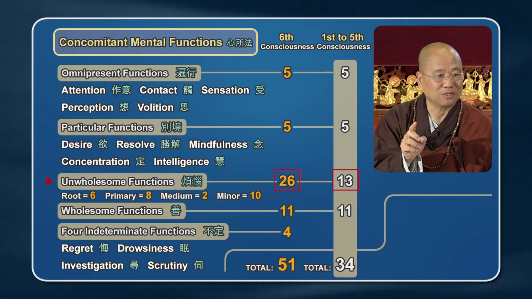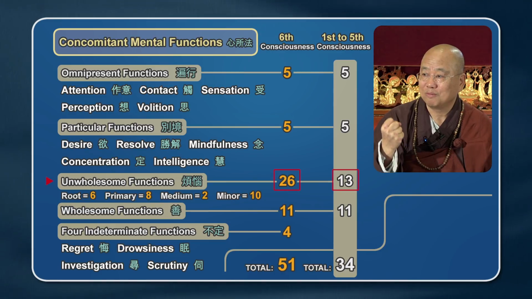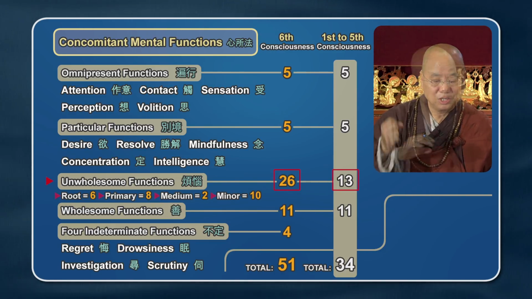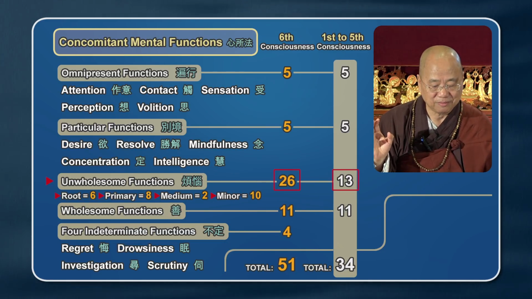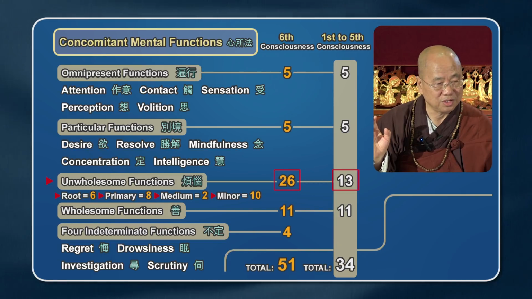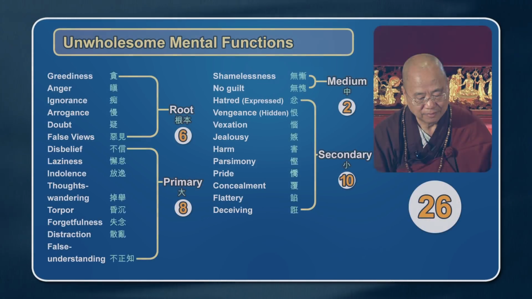But the 6th consciousness, the mano consciousness, is more violent on that. It's more active on that. It has all the 26 unwholesome mental functions, not just 13. What are these 26? Let's get into these 26. What are these mental functions? Here are the 26 mental functions.